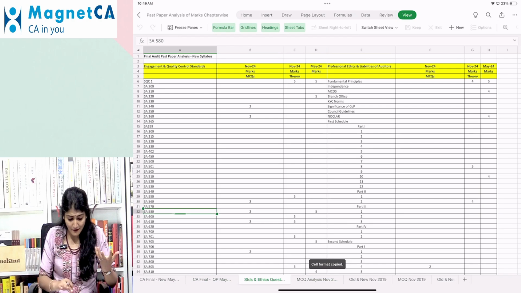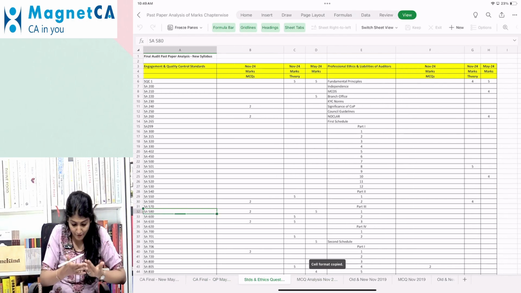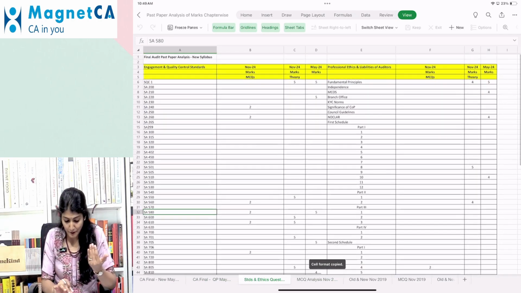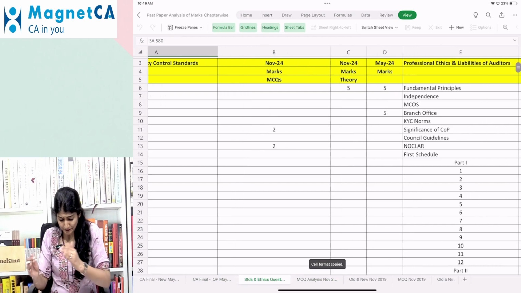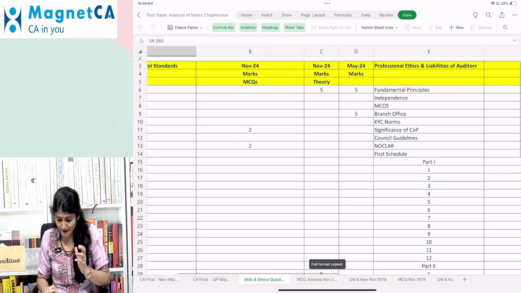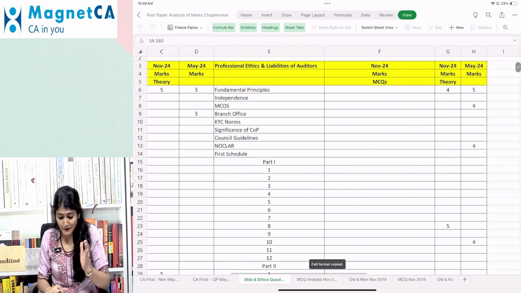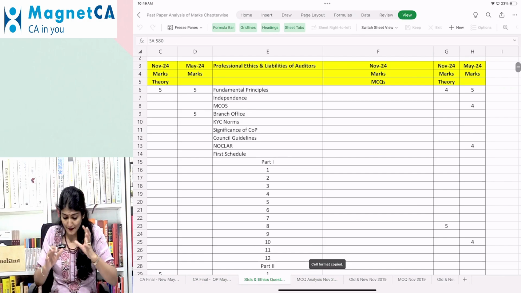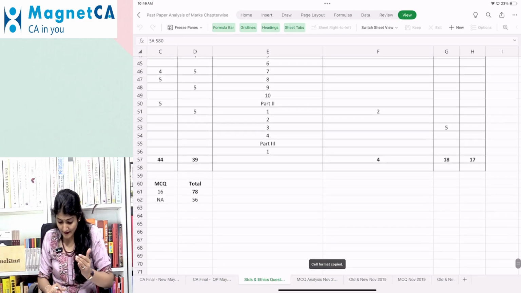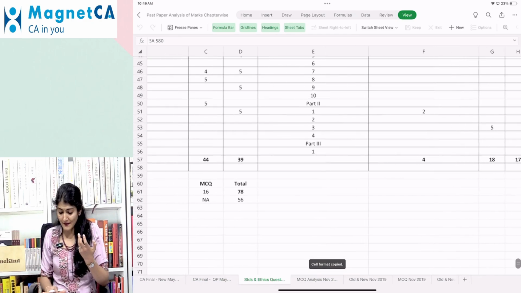Okay. Right. So if I have made a list of all the 46 engagement and quality control standards, and then I have put over your MCQs and theory, and May 24, we don't know what were the MCQs asked, right? So only the theory part. And then ethics, liabilities of the auditor. So again, the basic topics over there, and then the list of the 34 clauses of the ethics, right? So what questions have come in the exam, right?